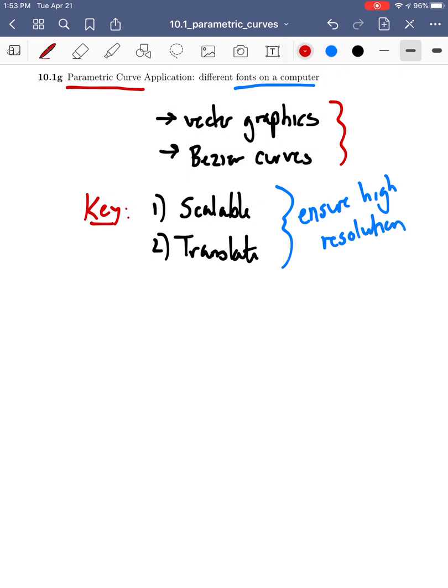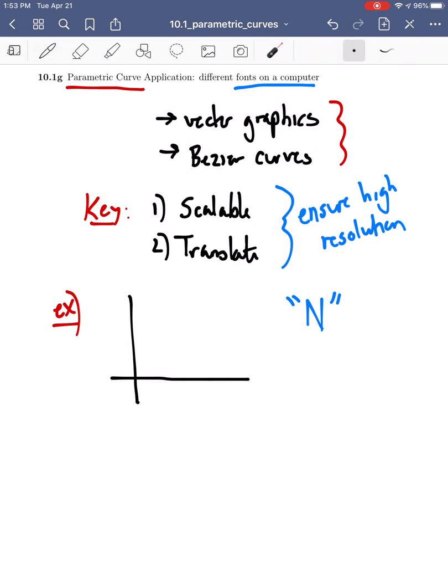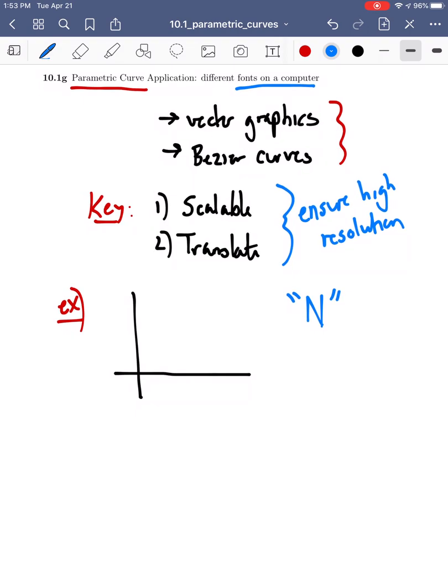So let's just dive into an example. For those of you who may know, my first name starts with an N, it's Nick. So we're going to try to make the letter N, and we're going to do this using parametric curves. So we're going to consider an XY plane, and we have to try and figure out how we're going to make this letter N using parametric curves.